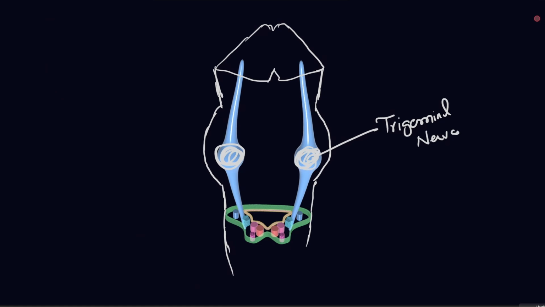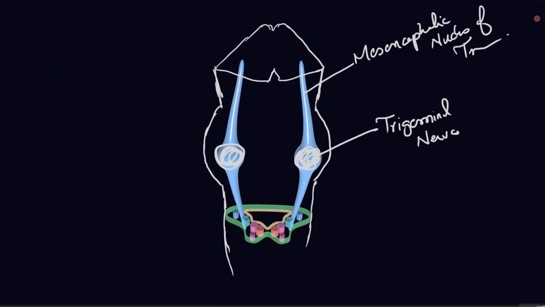Then along with that principal sensory nucleus, it has got an upward extension or cranial extension, as well as a downward extension or caudal extension. The upward or cranial extension is going into the midbrain, which is derived from mesencephalon. So it is mesencephalic nucleus of trigeminal nerve. It has got a huge name.